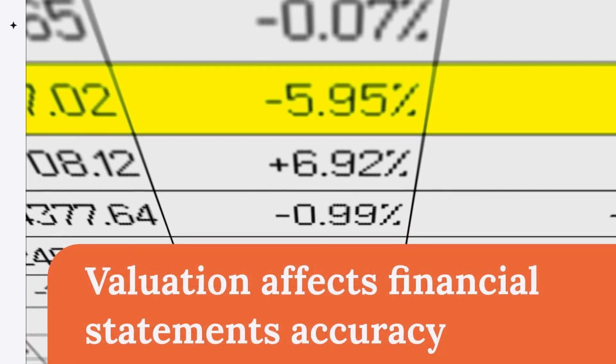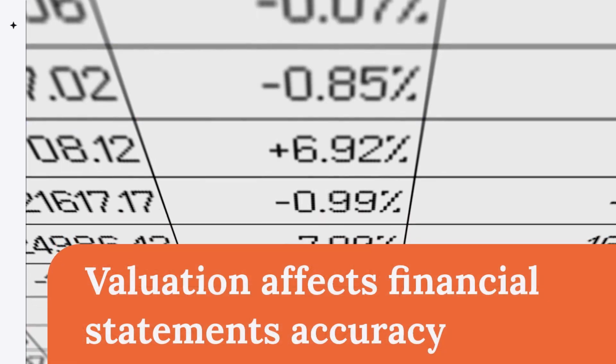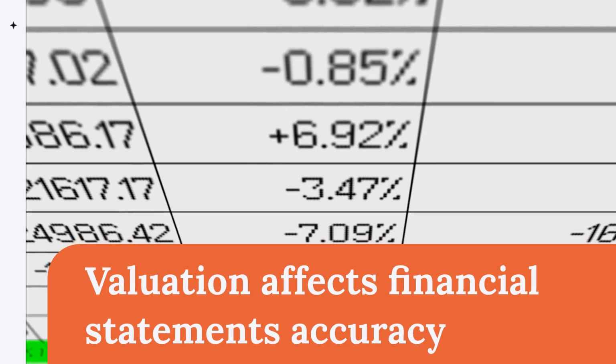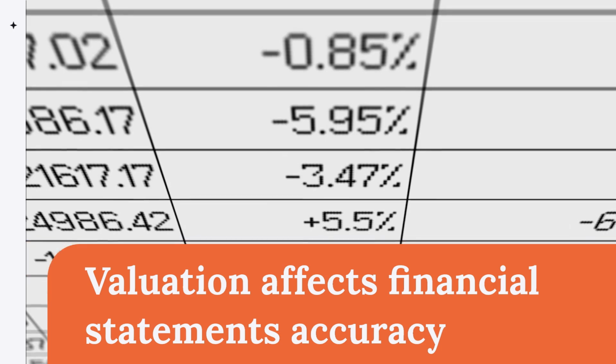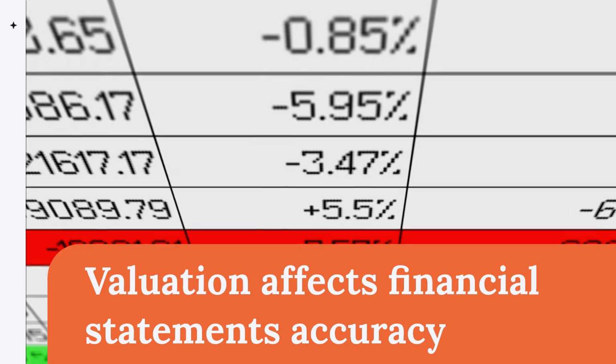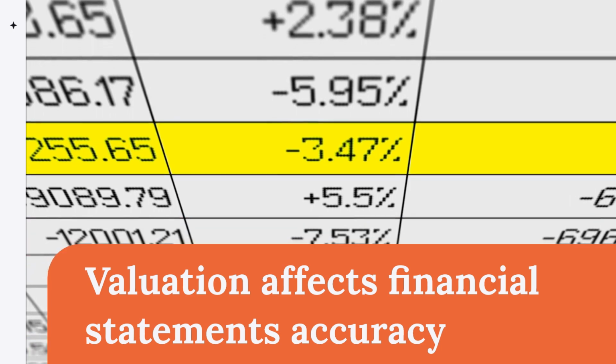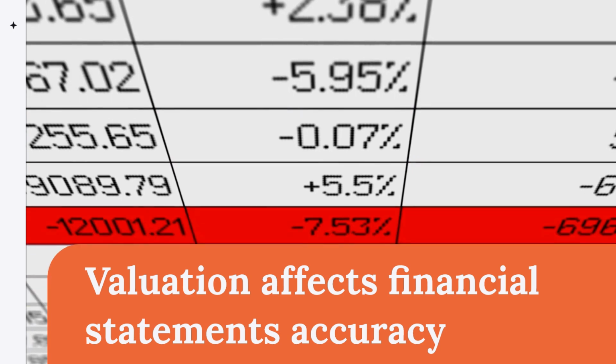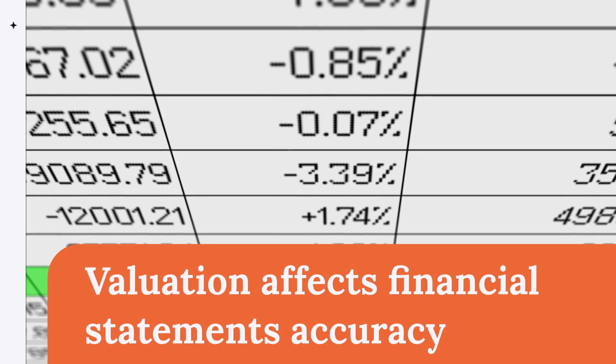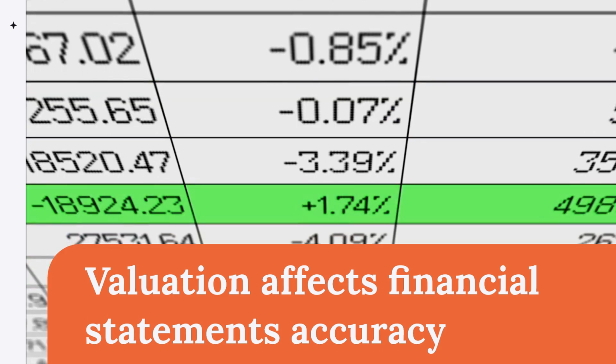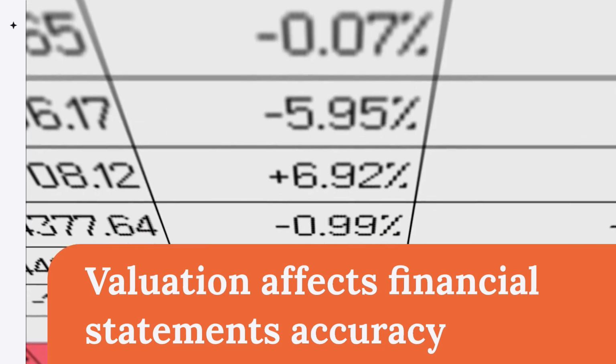Valuation methods affect financial statements. Inventory is valued at cost or net realizable value. Depreciation allocates asset cost over its useful life. Straight line and reducing balance are common methods. These practices ensure accurate financial reporting.